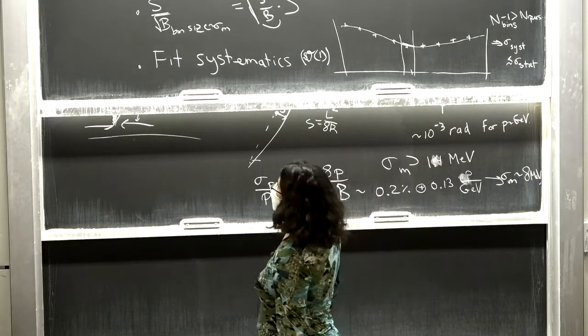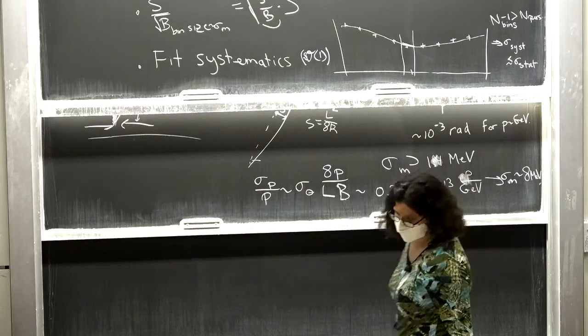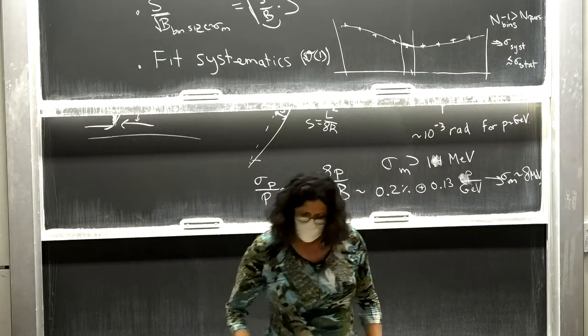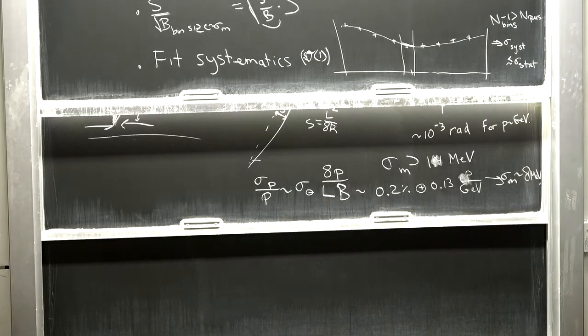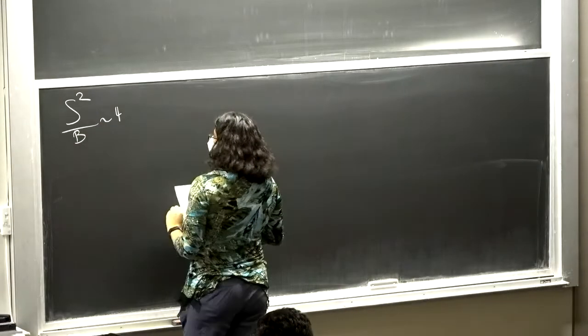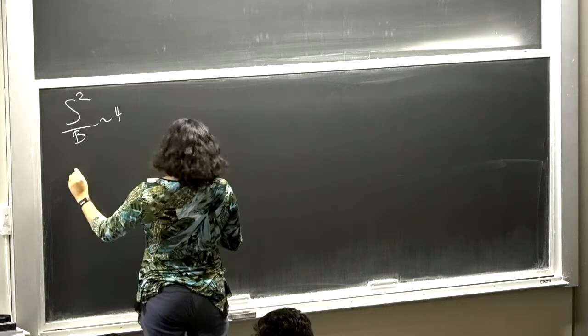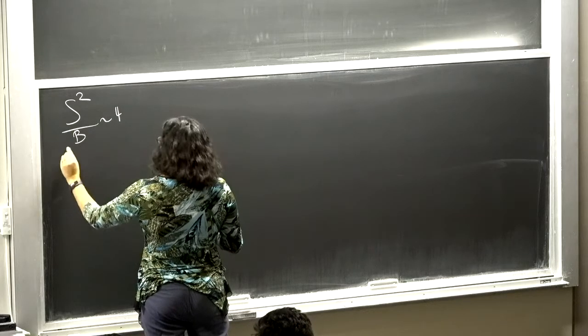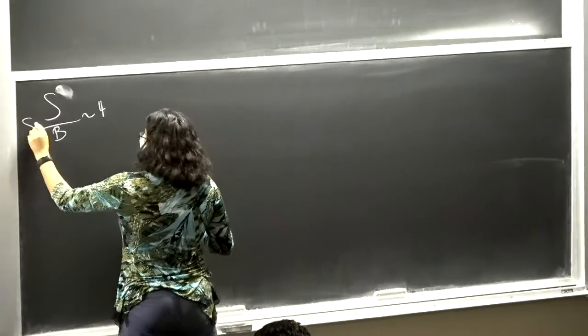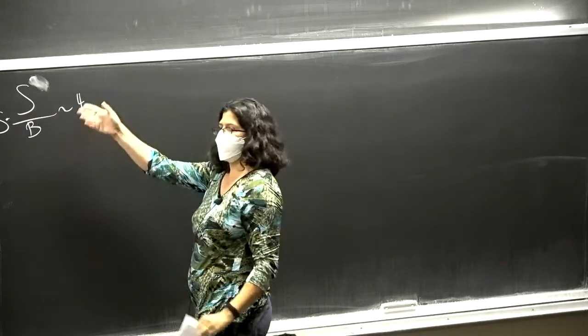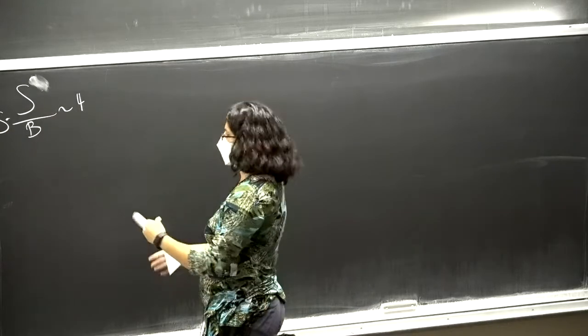And now you can plug all of these formulas in together to get this signal squared over background of order 4. Well, that's just my signal. So let me just write it as S times S over B. So this is like S over root B of order 2.